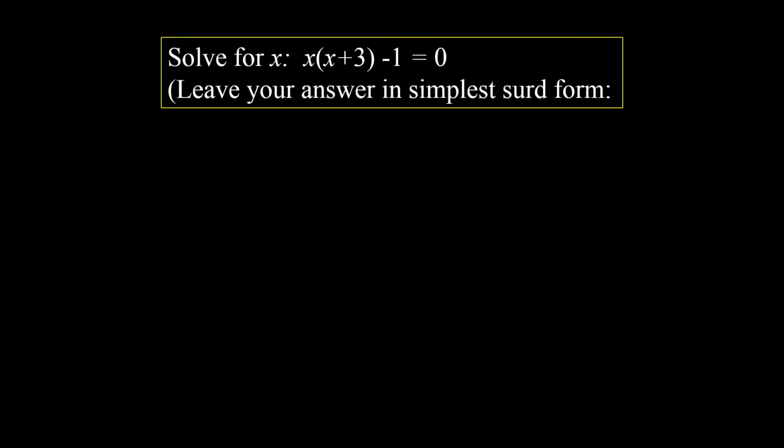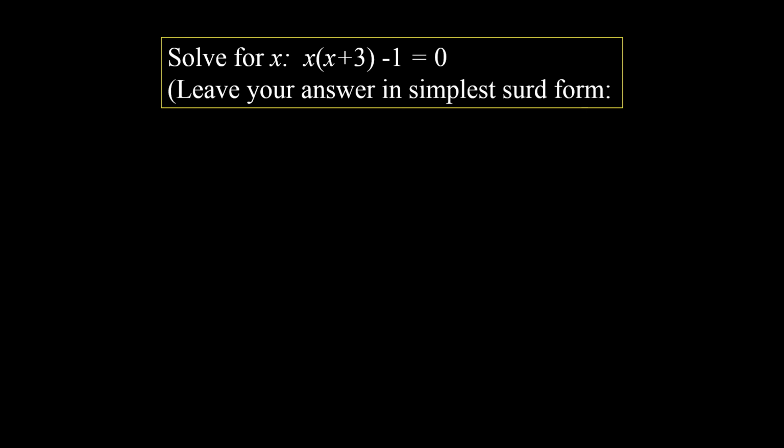We continue the topic equations. We discussed a few quadratic equations which can be factorized easily. Now look at this question. Solve for x. x times x plus 3 minus 1 equal to 0. Leave your answer in simplest surd form.